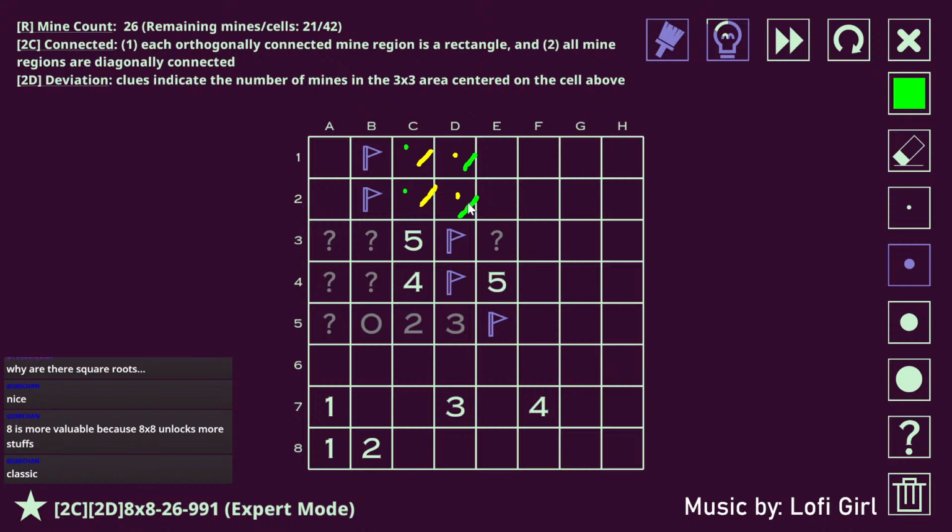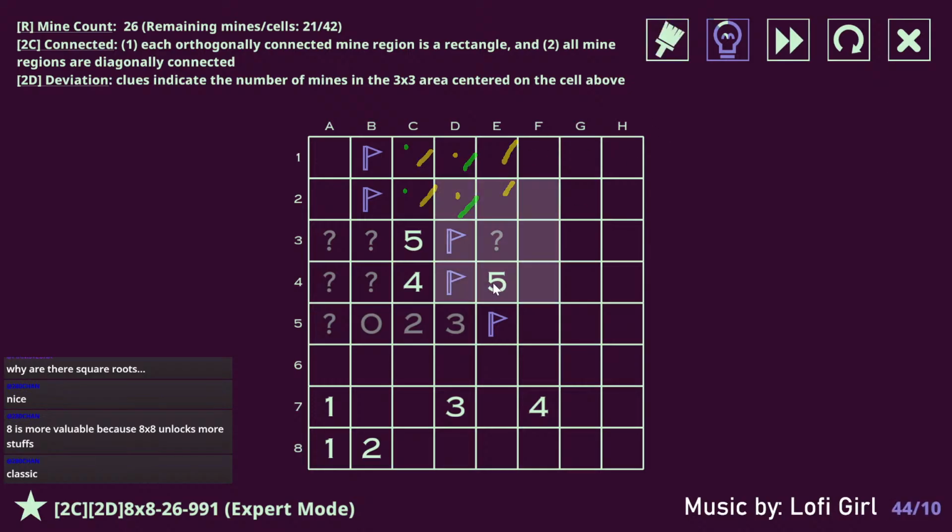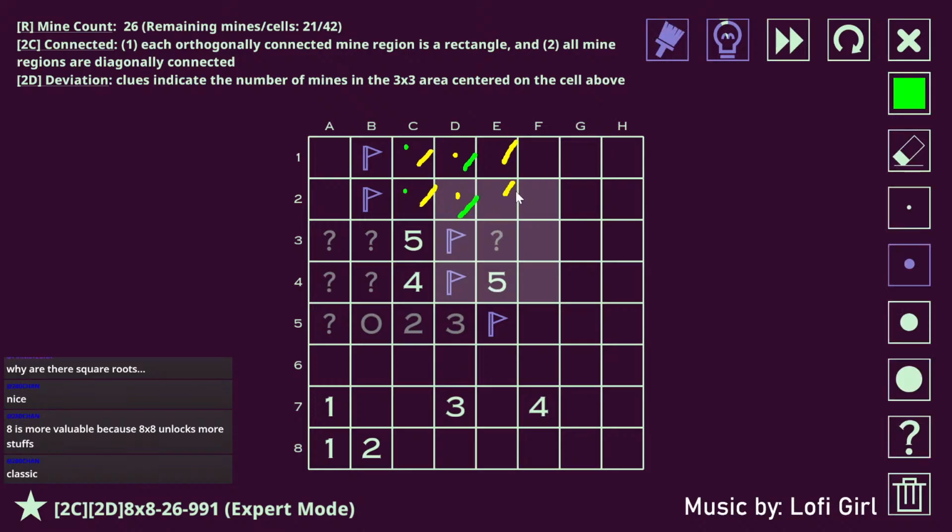Okay. In the yellow case, these are both empty also. This 5 is not resolved yet. In the green case though, there are 2 mines here, so there are 3 mines in the remaining 4 cells, which means there has to be a mine here.